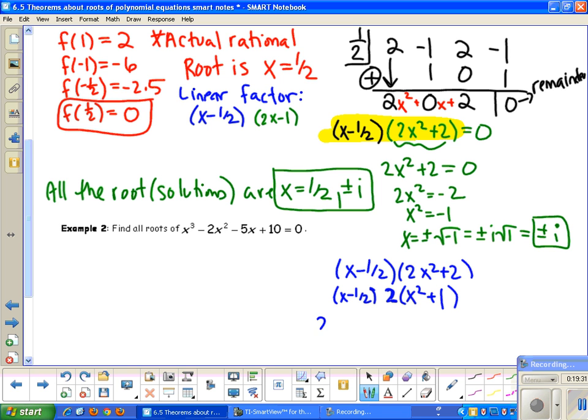And so if I rewrite this, I have 2 times x minus 1/2 times x squared plus 1. And normally we don't like to have fractions when we write out our equations. So if I distribute this 2, that's where we get 2x, and then 2 times a half would be 1, and then x squared plus 1. So this would be my actual factored form. So if I were to multiply that out, I would get my original equation.